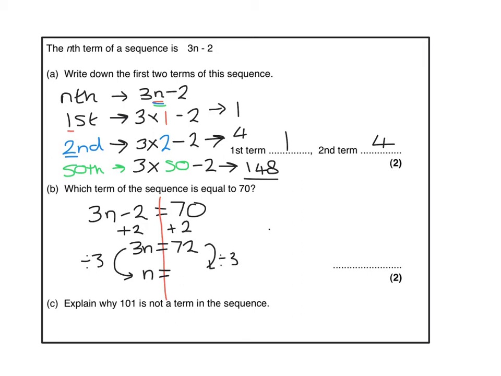72 divided by 3, you can do a quick bus stop if you need to. 3's into 7 is 2 with 1 left. 3's into 12 is 4. So n is 24. So the last says, explain why 101 is not a term in the sequence.